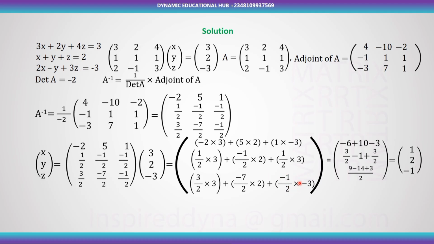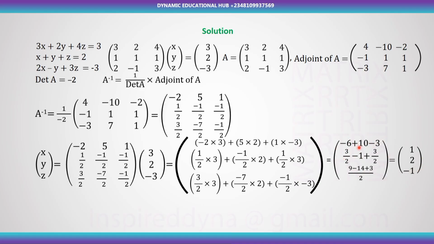Lastly, to this, we have minus 1 over 2. 2 in 2 is 1. Then we multiply it by 3, that is 3. That is why we have plus 3 here. So when you do this expression, you are going to get this.